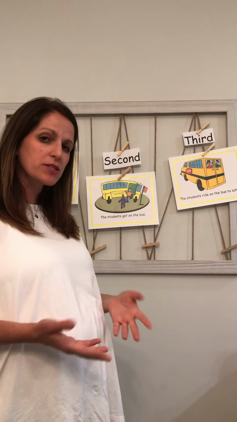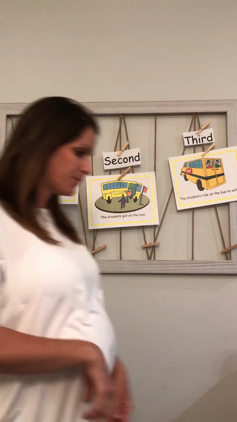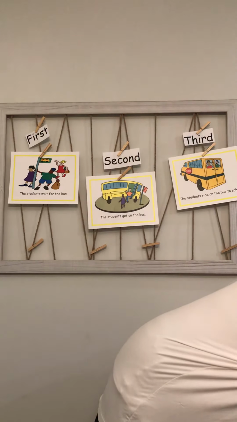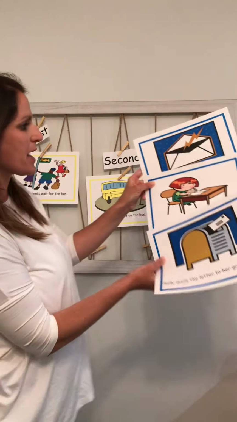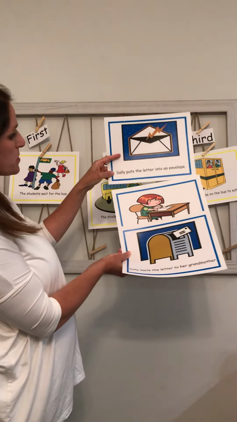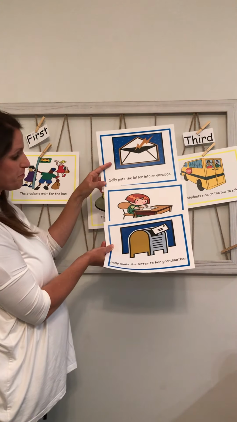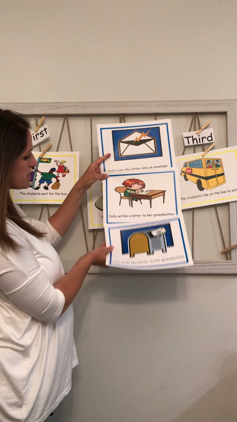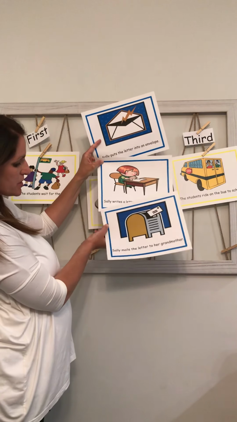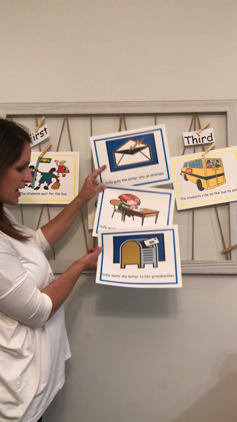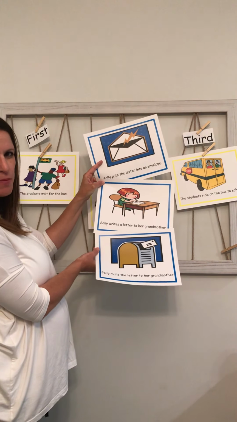So I have some more cards and I want you to help me put them in order for first, second, and third. All right, here's my next 3 cards. First one says, Sally puts the letter into an envelope. Next one says, Sally writes a letter to her grandmother. And this one says, Sally mails the letter to her grandmother. Which one of those pictures do you think happens first?